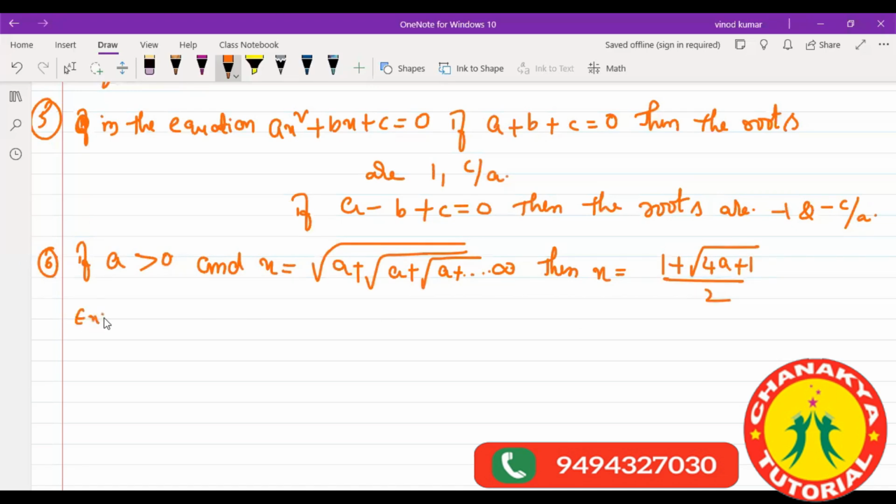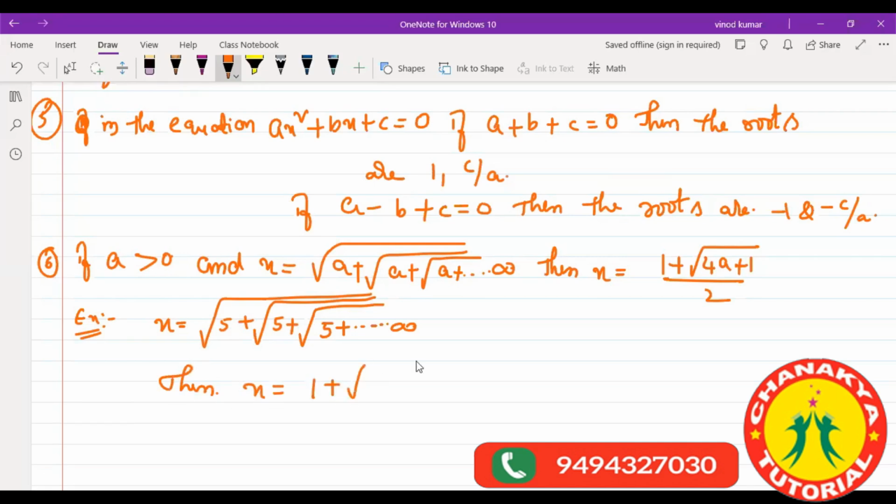For example, take x equals root over 5 plus square root of 5 plus square root of 5 plus up to infinity. Then what is the value of this? Then x equals 1 plus square root of 4 into a, meaning 4 into 5, plus 1, divided by 2. So that is 1 plus root 21 by 2. This is the answer.